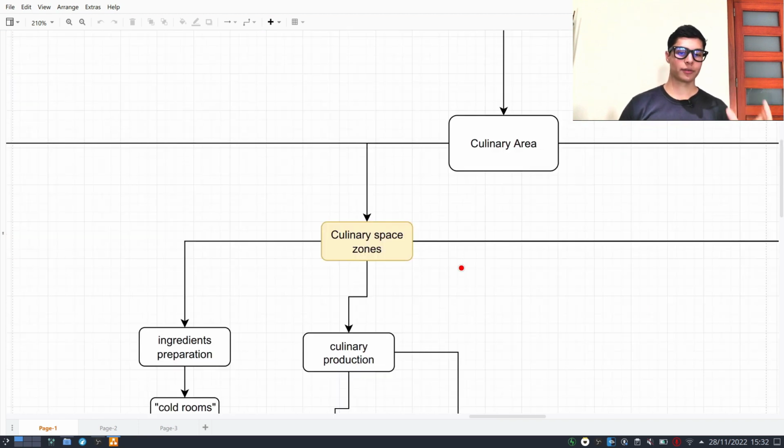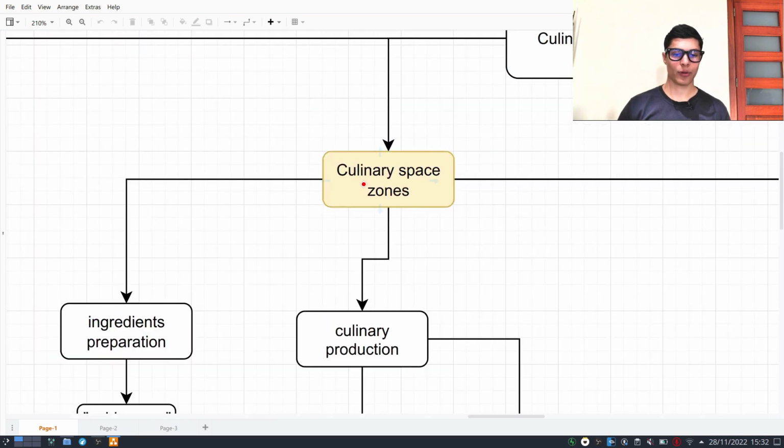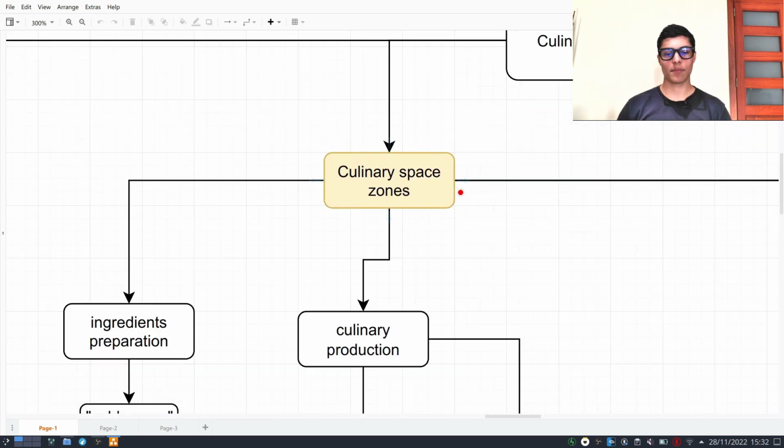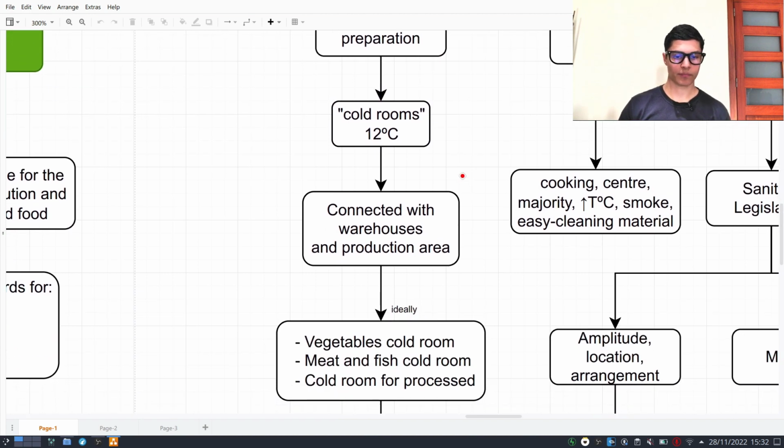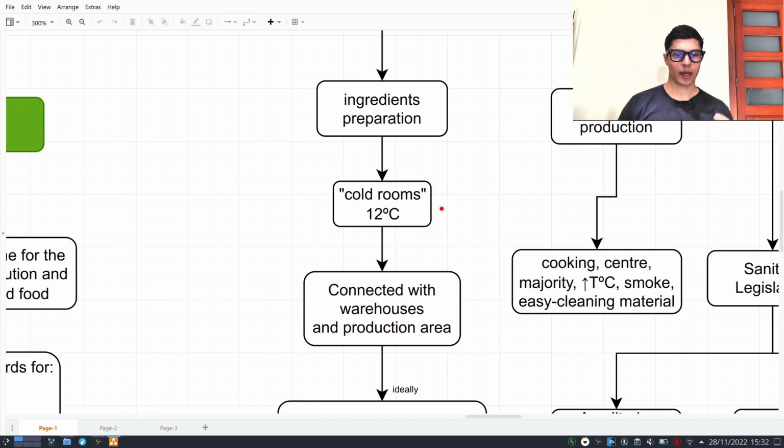Okay, so now that we have talked about the dangers in the culinary area, we have to know that there are some zones inside the culinary area. The first one is the ingredients preparation. They are called cold rooms, normally 12 degrees Celsius. This room, this area, this zone is connected with the warehouses and the production area because it's in the middle.